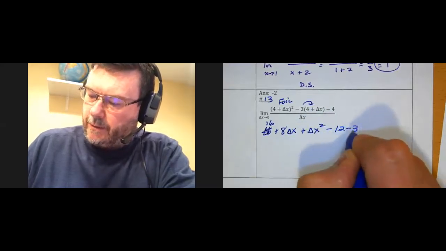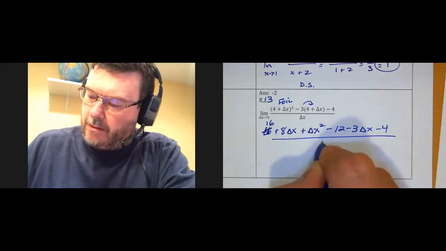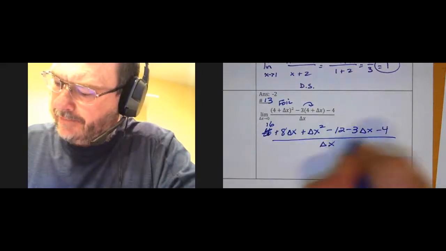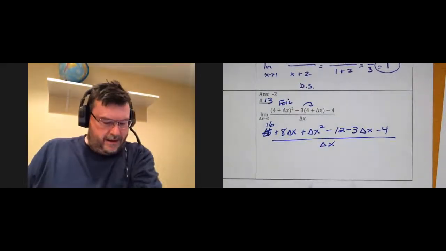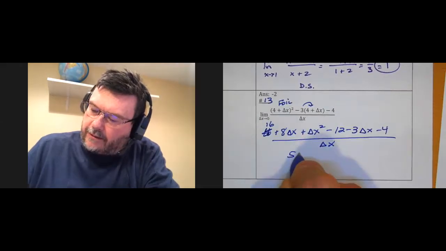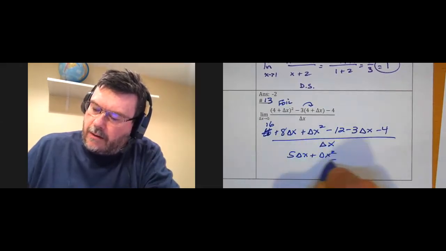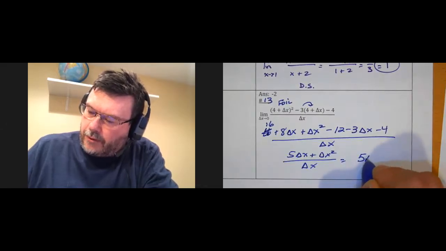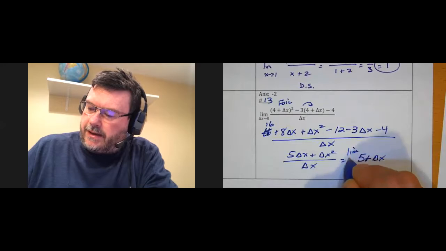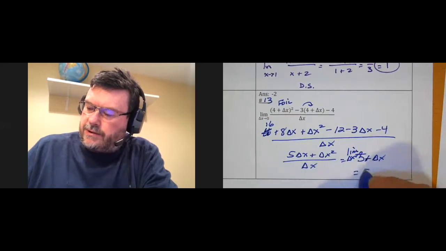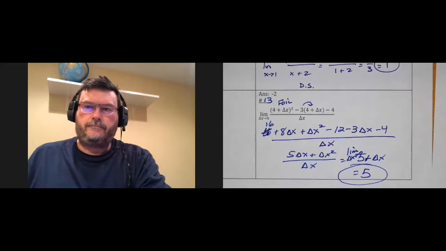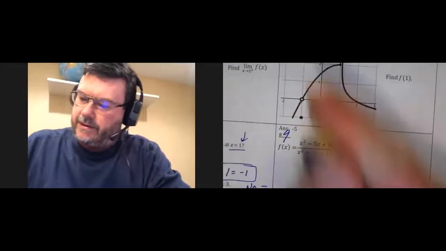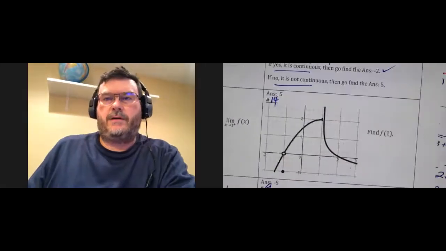minus 12 minus 3 delta x minus 4, all over delta x. Okay. So I'm going to arrange this stuff and get this stuff cleared out, and get 5 delta x plus delta x squared over delta x, which means I get 5 plus delta x. And if I look at the limit as delta x approaches 0, this goes to 5. So 5 is going to be number 14. 5 is number 14, which is this graph on the second page.